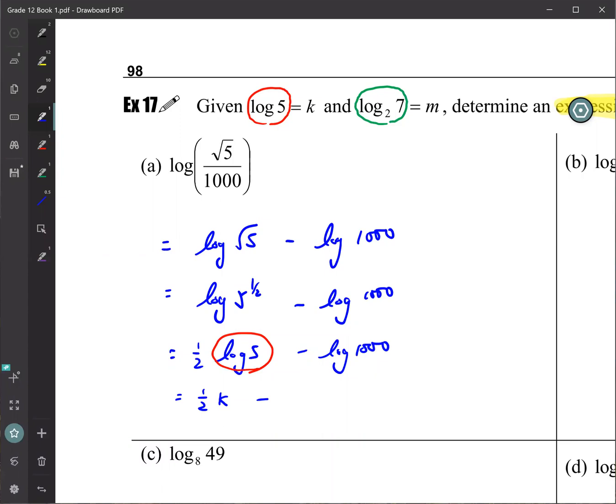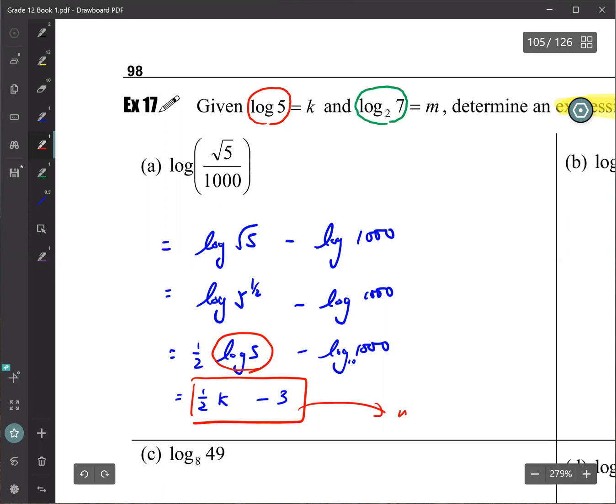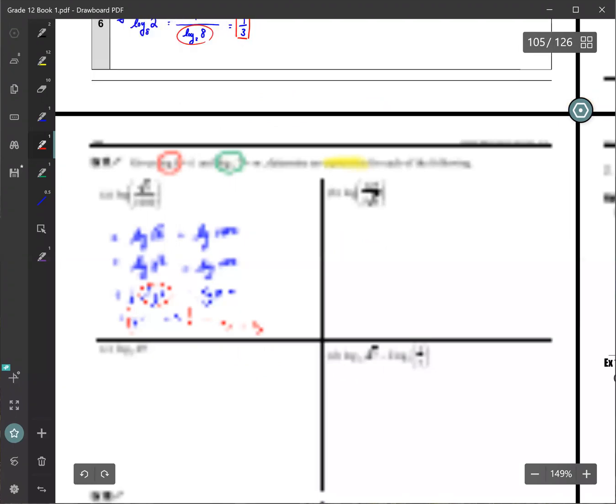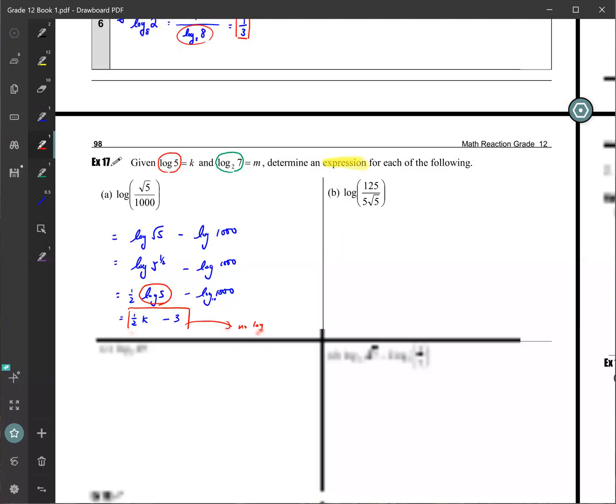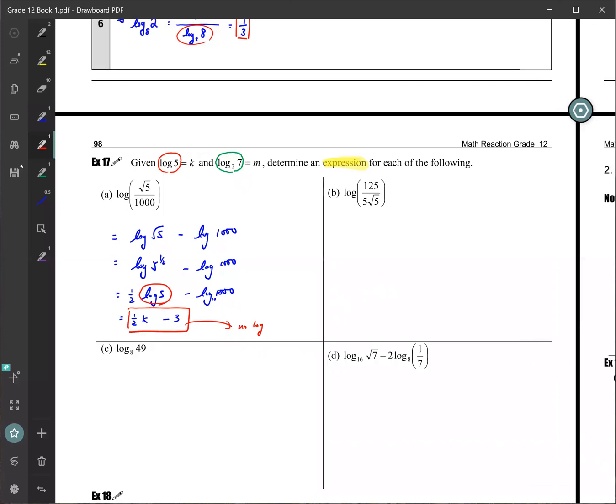I think Cindy already gave it away, right? Because this one we have a base of 10. So 10 to the something is 1000. 10 to the 3. So your final answer is the 3 at the back, okay? So your final answer will have no log. That's the expression that we want to get. For each of the questions here, we don't want to have any log as your final answer. You need to somehow simplify it.